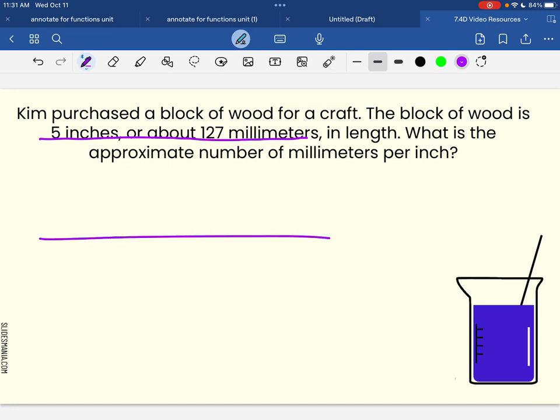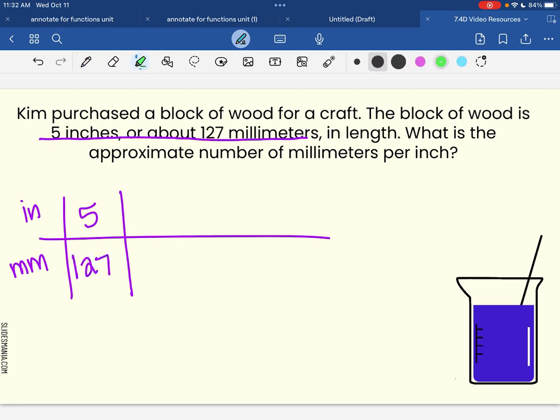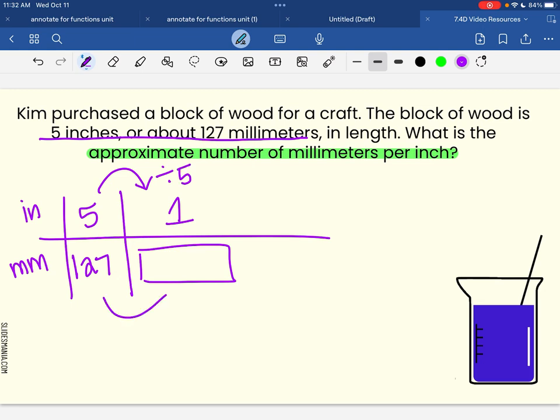So I'm going to represent my information in a ratio table. I know that I'm comparing inches to millimeters. They told me that the block of wood is 5 inches, which is about 127 millimeters. Then they're asking me, what is the approximate number of millimeters per inch? So I want to know how many millimeters there are in 1 inch. Because I know these ratios have to be equivalent, I see that I can scale down to the unit rate by dividing by 5.